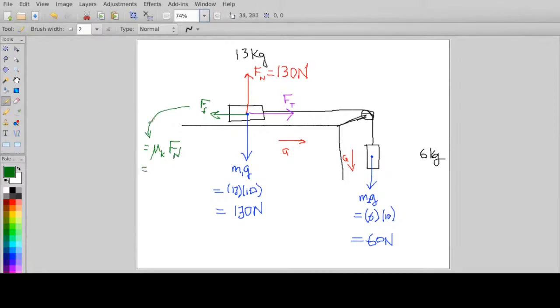And mu k, what did I say it was? It was 25%. Okay, so it's 0.25, multiplied by the normal force, which is 130 newtons, like that. And that's going to equal, what does it equal? Let me look up my answer here. It equals 32.5. So over here, this is equal to 32.5 newtons.